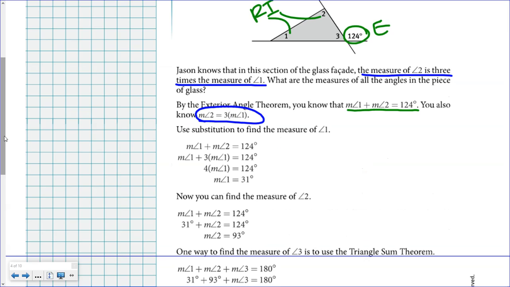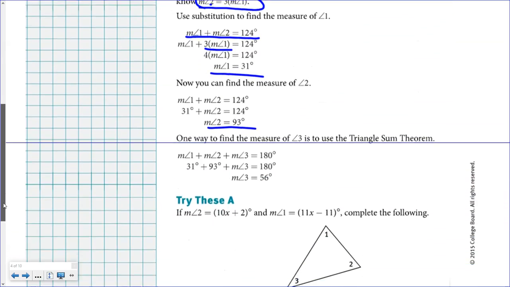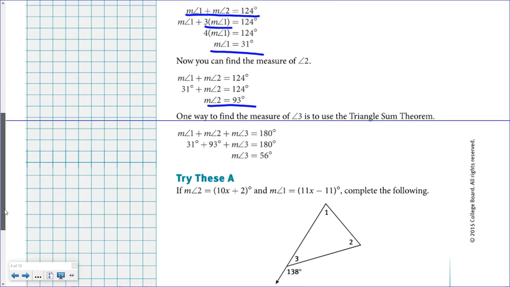So then we can use substitution. If we know this equation here, we can replace the measure of angle 2 with 3 times the measure of angle 1, and then add like terms and solve for the measure of angle 1. And then if you know that they add up to 124, 3 times angle 1 plus the measure of angle 2 equals 124, you can solve for the measure of angle 3. You could also use the triangle sum theorem. So in the triangle sum theorem, you could solve for the measure of angle 3.